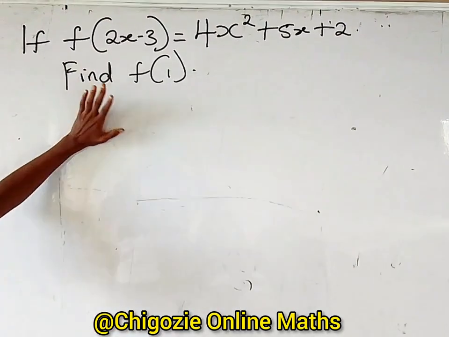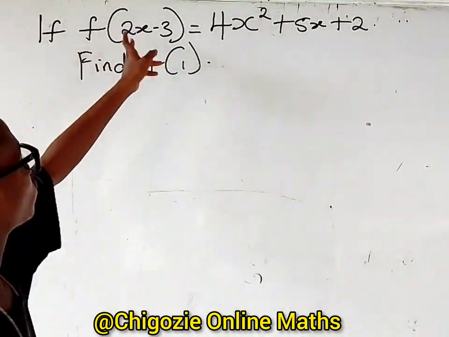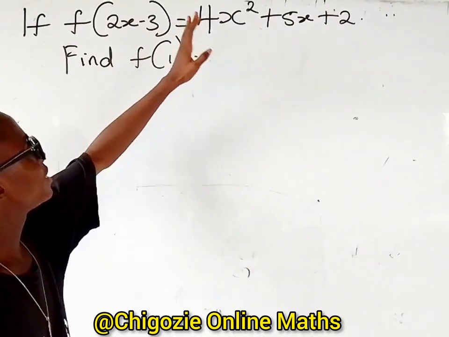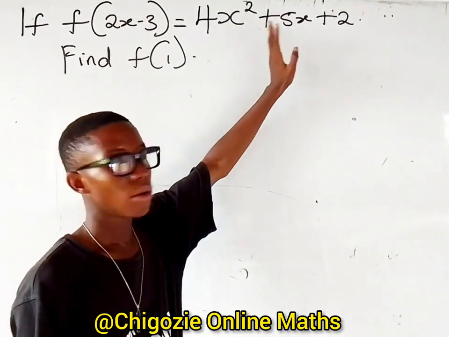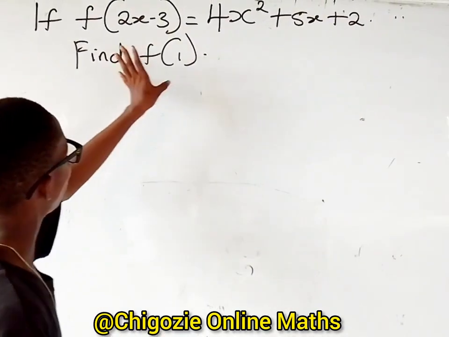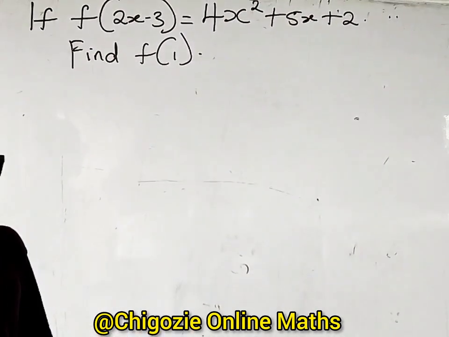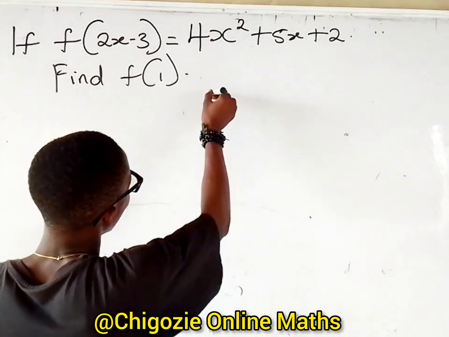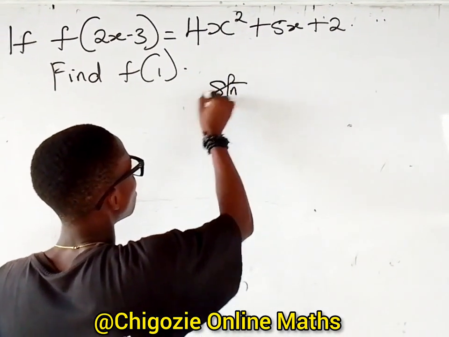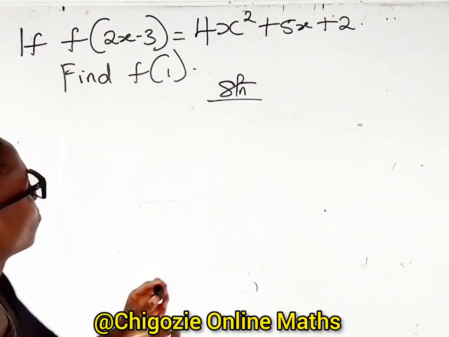Now let's solve this question. If f of 2x minus 3 is equal to 4x squared plus 5x plus 2, find f of 1. This is very, very simple. First of all, remember, write your solution. It is very important.